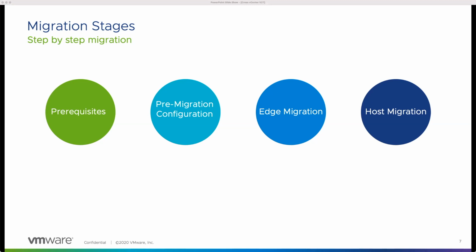And then after that, we have a pre-migration configuration, which goes through in the tool a checklist of items that may or may not be migrated or things that need to be fixed before you can move on to the migration. And then once that process is completed, then we simply migrate the edges. And then after that comes the host migration, and then you're done.